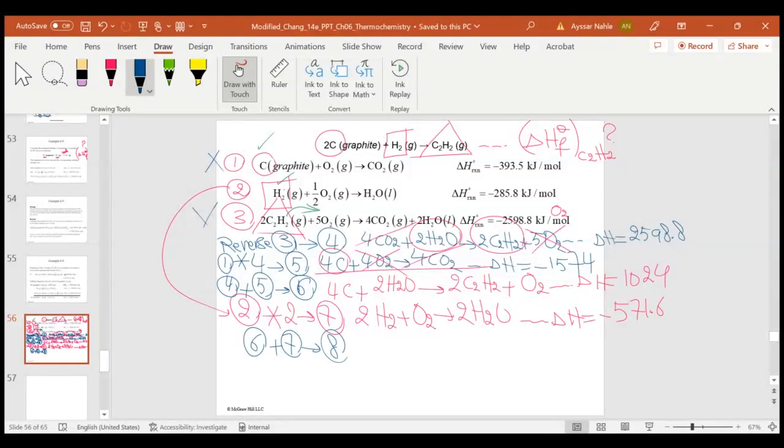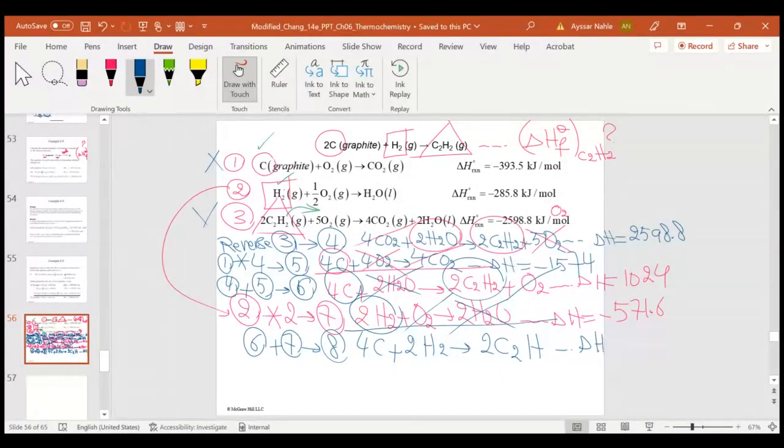In equation number 8, notice in here, I'm having 1 O2, and that's 1 O2. Two water, they get cancelled. When I add them, remaining will be 4 carbon plus 2 H2 plus 2 H2, and this should give me 2 C2H2, and the corresponding delta H will be equal to how much? 453.2. Perfect. Is this the right equation? No, because the correct equation is 2 carbon plus 1 hydrogen will give me that much.